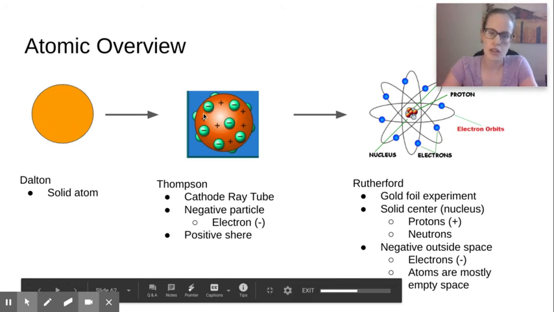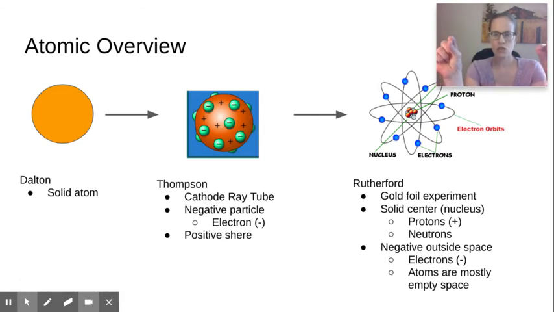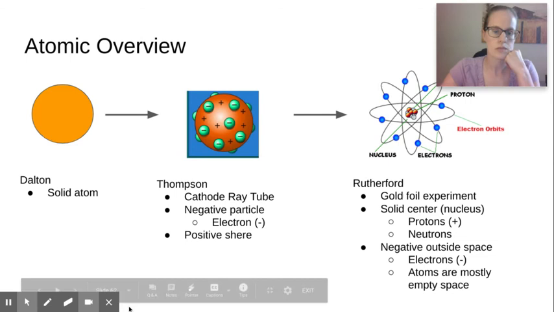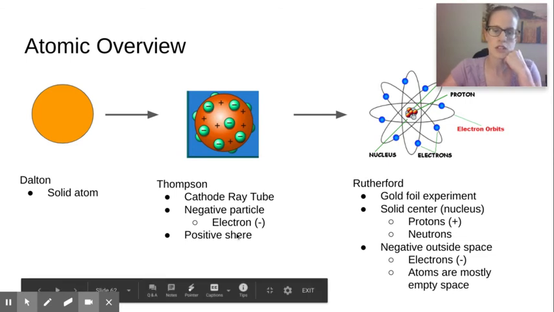Then Thomson came along and discovered the electron, and he thought that the electrons in this positive substance were evenly distributed. Remember, he used that cathode ray tube to shoot this beam of electricity down the tube and figured out that that beam of electricity is made up of electrons, which have a negative charge. And he embedded those electrons in a positive sphere.